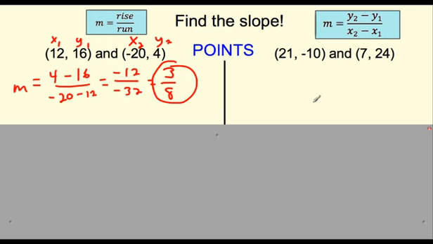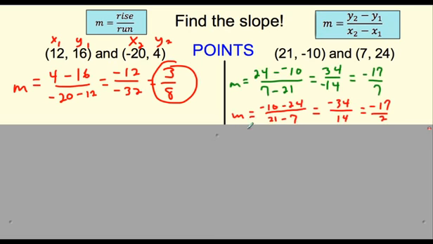Now I'd like you to pause it, try it, and then unpause it and see if your answer matches mine for these 2 points. Find the slope of the line that goes through these 2 points. Good luck. All right, so here's the answer. And if you look at it, I have 2 answers. I have a green one and a red one.